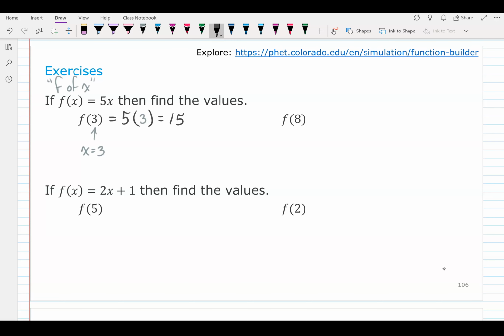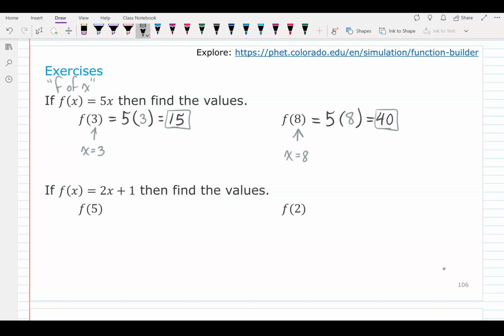Let's do another thing. If f of x is 5x, well, 5 times x, so in this case 5 times 8, because we're using the same function, different x value. So it's the same rule, 5 times something. So in this case where something is 8, 5 times 8 gives 40. So the same function takes different inputs and gives us different outputs.